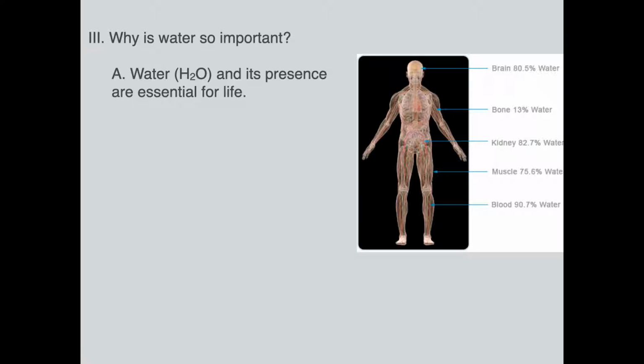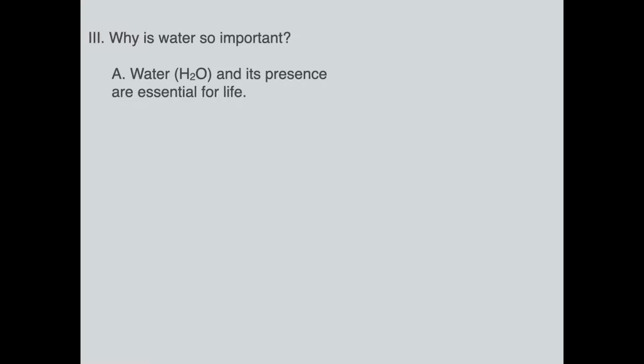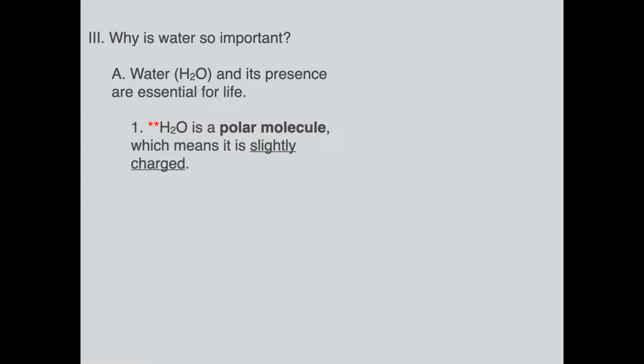The brain is 80.5% water, more water than the average, right? Bone only 13%, right? That kind of makes sense. It is a very hard, solid substance. Blood 90.7%, muscles about 75.6, kidney 82.7%, right? And that's part of the excretory system, which is used to excrete urine. So makes sense. Now, what's the purpose of us talking about water and why it's so special?